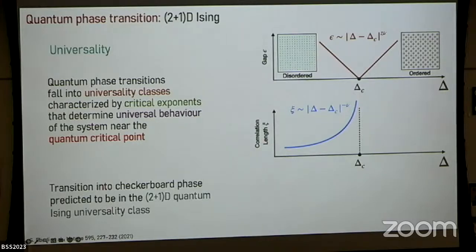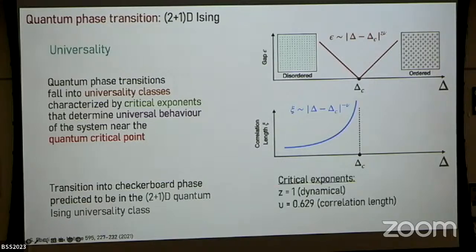In particular, the transition that we're studying, the one from the disorder to the checkerboard phase, is predicted to be in the 2+1D Ising universality class. And so we would like to measure these critical exponents to check that we're indeed in that class. The critical exponents predicted for this class are z equals 1, and nu equals 0.62.